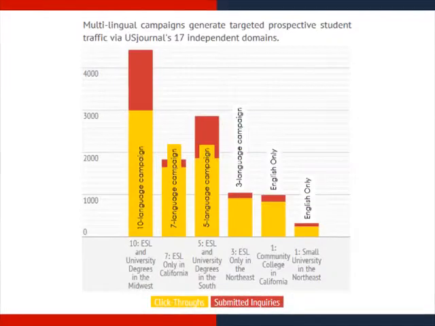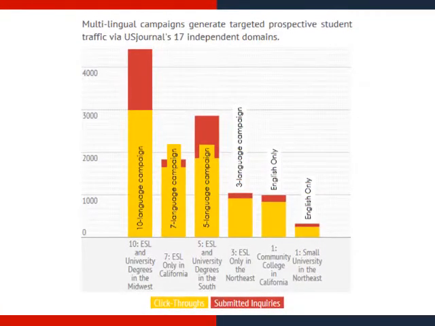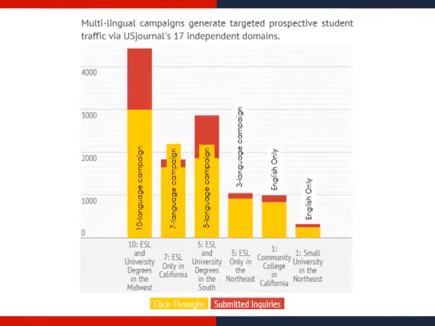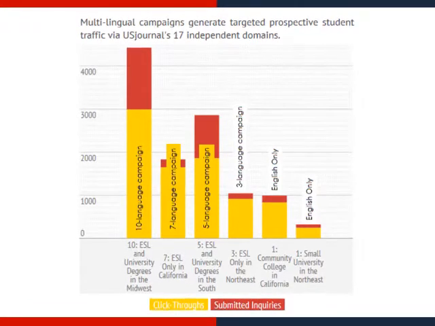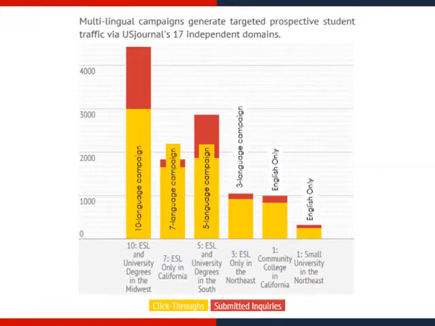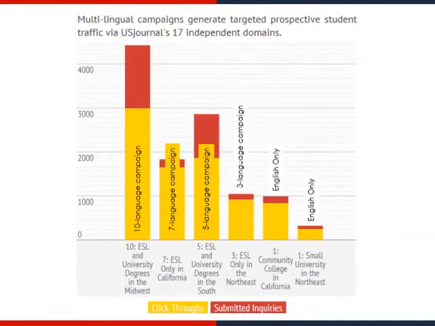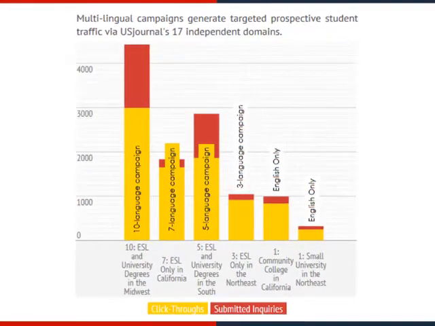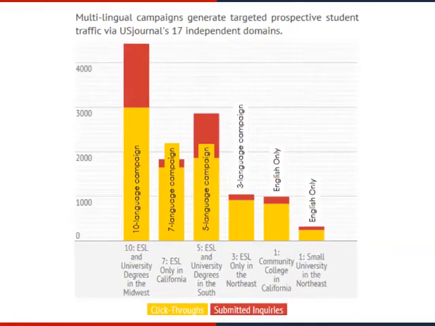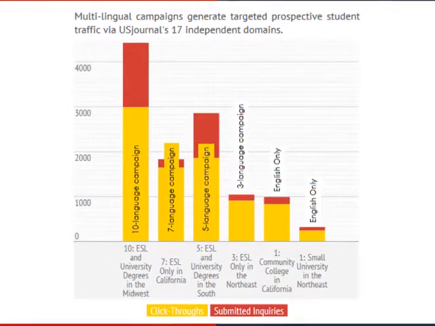So just to give you an idea of annual average numbers of click-throughs in yellow and submitted inquiries in red of our advertisers with different levels of multilingual campaigns. So not surprisingly, the more languages promoted and the more degrees listed, the higher the level of engagement.